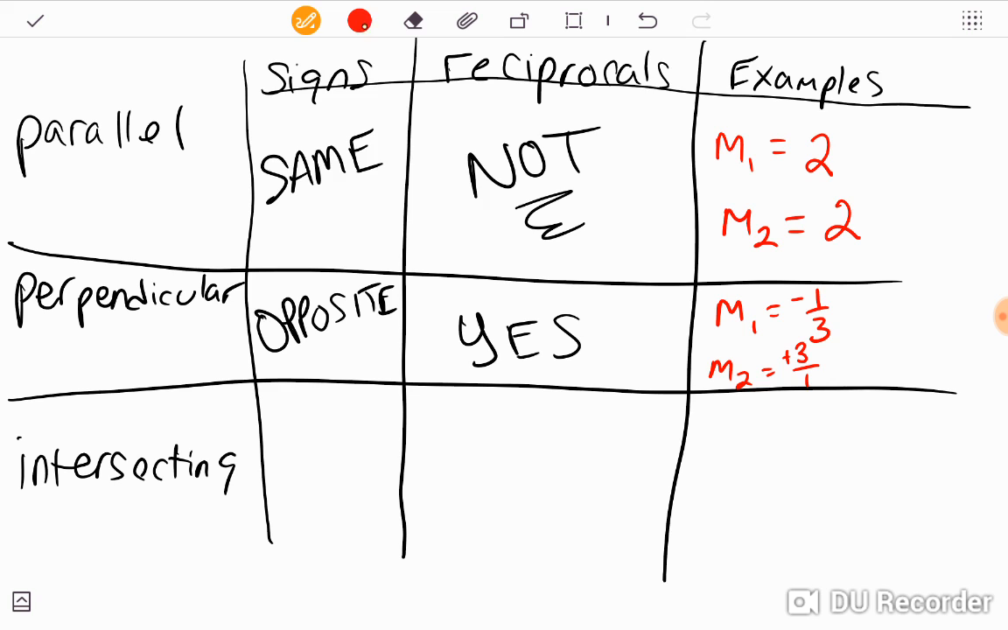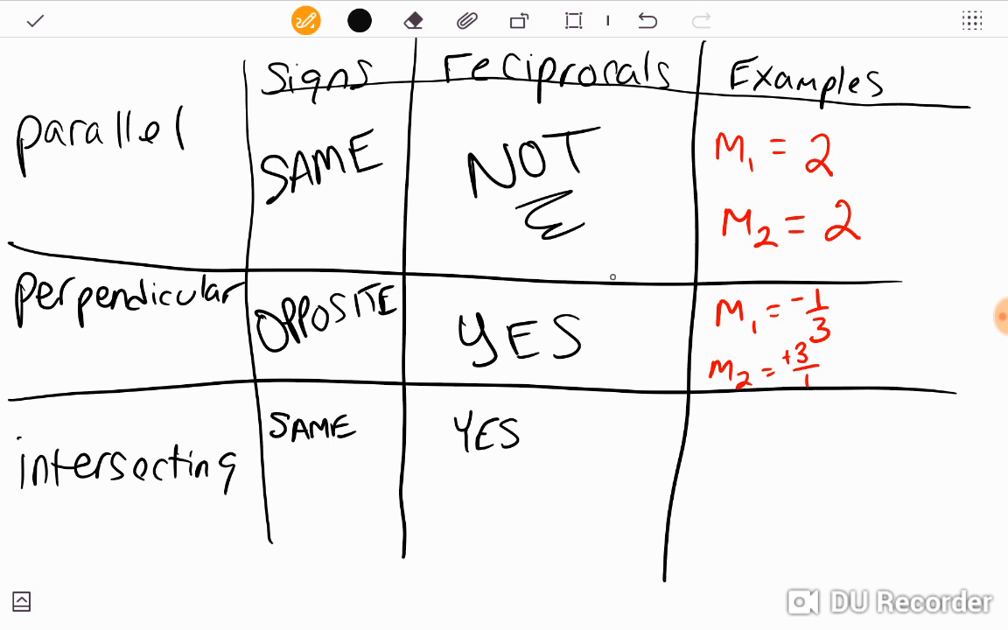Now, intersecting has two different kinds. Because remember, intersecting is everything else. If it doesn't fall into these two categories, it's going to be intersecting. So intersecting, okay, let's say we have the same slope, the same sign. Well, that means that it's going to have to be a reciprocal. So if it's the same sign and it's a reciprocal, notice it's not parallel because it has a reciprocal, right? So it can't be parallel. And it's not perpendicular because it has the same sign.